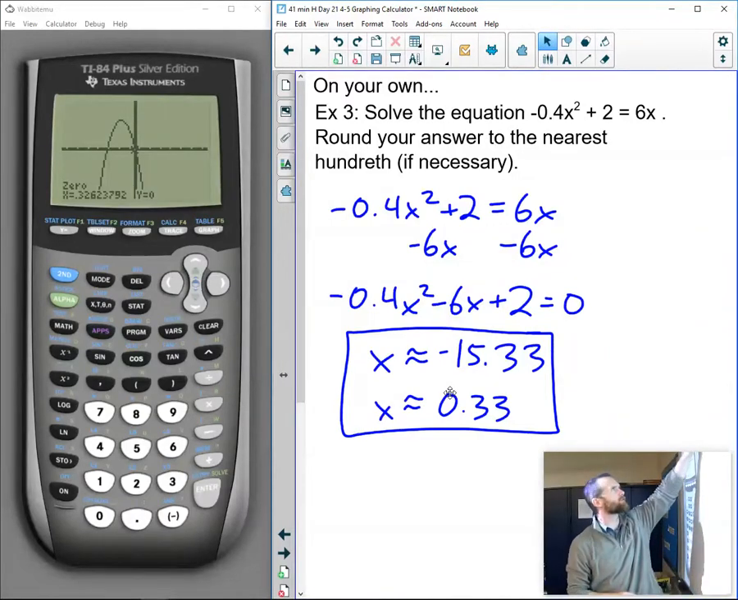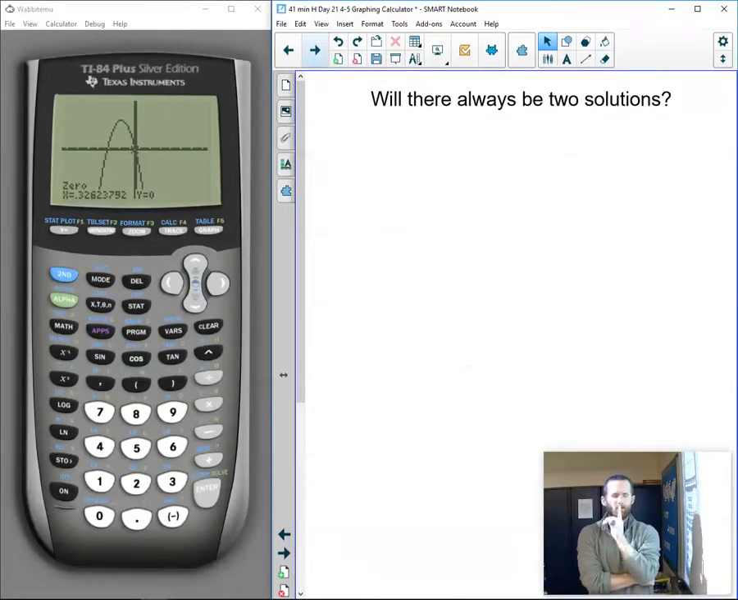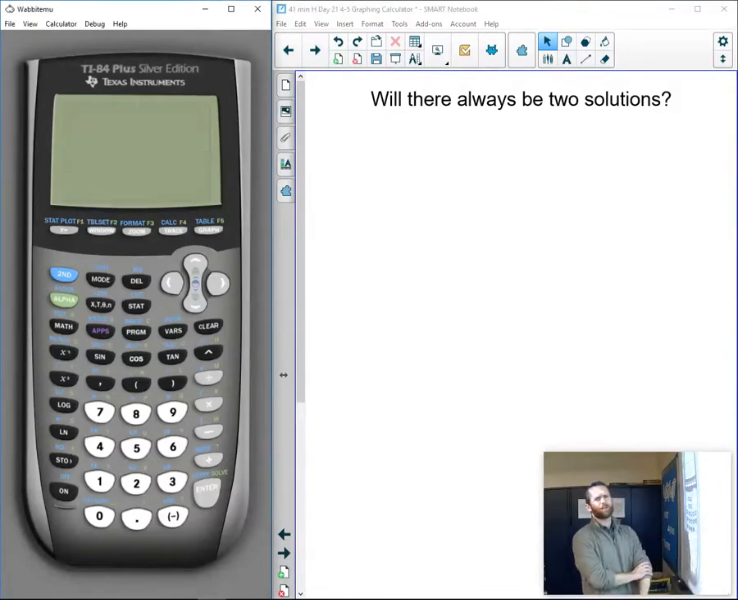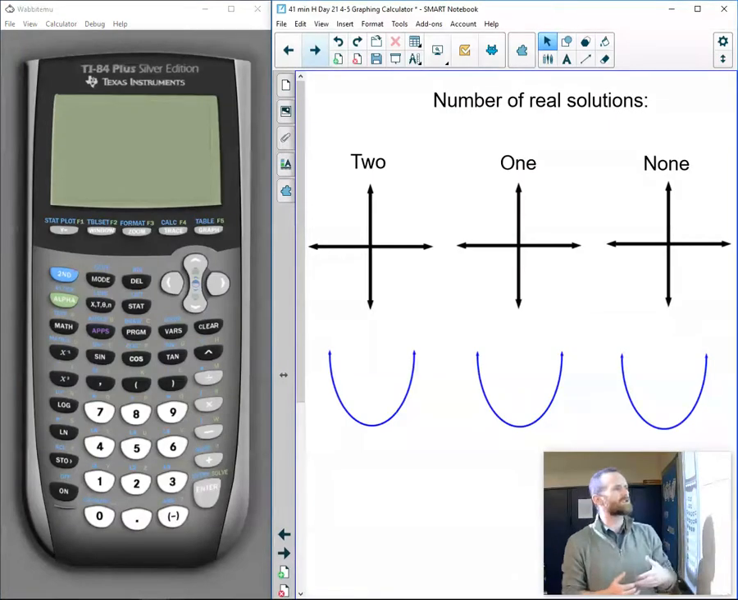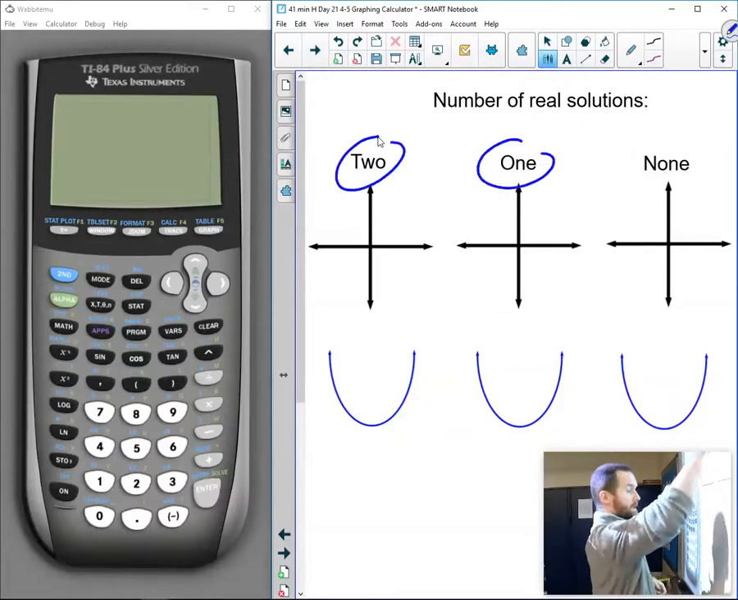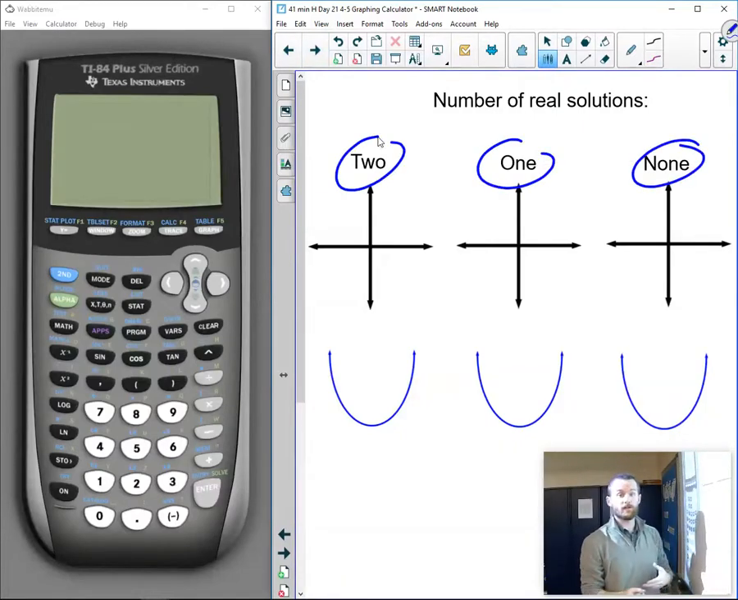Before I give you an assignment, there's one last thing I want to talk about. We just had 3 examples, and for every one, we got 2 solutions. Do you think there will always be 2 solutions? Well, hopefully you're saying to yourself, no, probably not, because there were plenty of times when we had quadratic equations before where we didn't get 2 solutions, where we got 0 solutions or 1 solution. So just because we're solving them by graphing now, doesn't mean that's going to go away. We're still going to have 2, 1, and no real solutions.